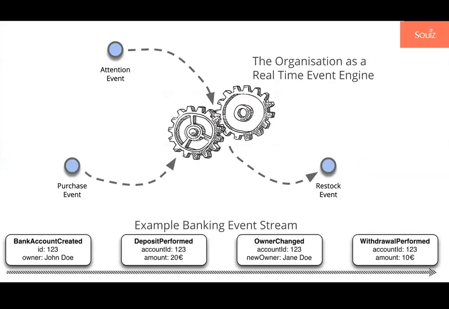So you may have a series of events in our hypothetical lemonade stand where we've got an attention event followed by a purchase event that could trigger a restock event. And they can think of the whole organization in those terms. Streams of events coming in, they're processed, and new events are then returned back out there. A more concrete example is in a banking system, you could have an event to create the account, an event to deposit money, an event to change the owner, and an event to withdraw. And you can imagine there would be millions of these coming into the banking system at any given time, and they're being processed, and then they're being put back out there.